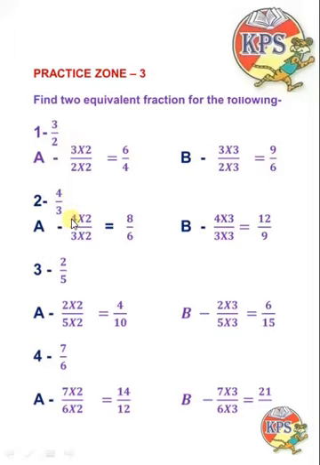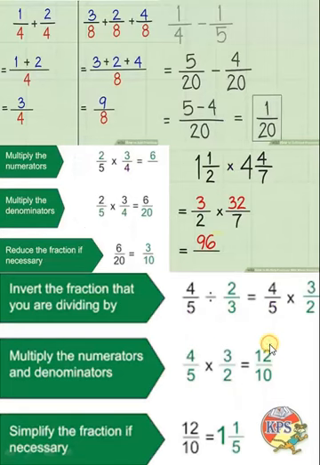Now 4 upon 3, we will do the same. First we will multiply both the numerator and denominator by 2. Then we will multiply both the numerator and denominator by 3. First is 8 upon 6 and second is 12 upon 9. The same thing we will do here and here. So in 7 upon 6, we are multiplying by 2. Then here the answer is 14 and here the answer is 12. And by multiplying by 3, here the answer is 21, here the answer is 18.